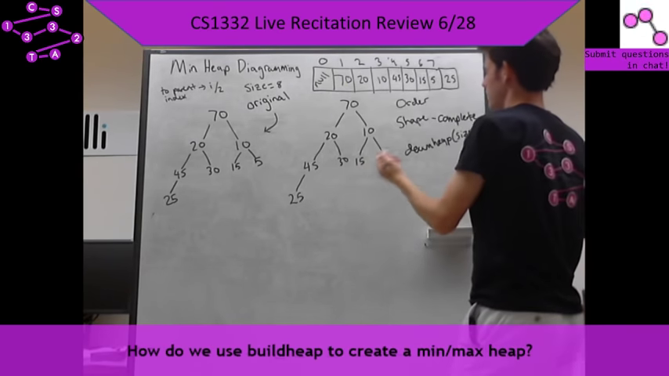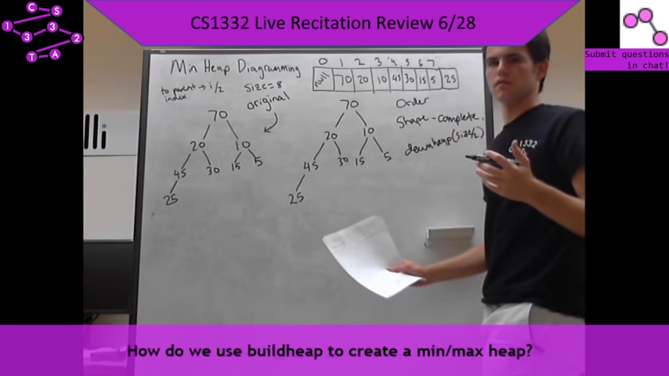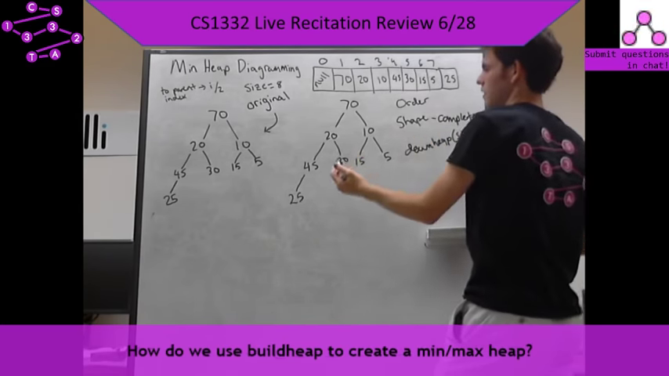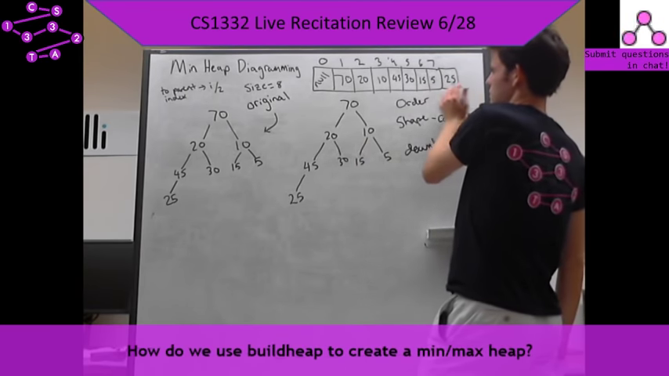The reason we do size divided by 2 is because size divided by 2 is the first index in the array that is guaranteed to have children. And I'll show you over here, this is how the heap is backed with an array.